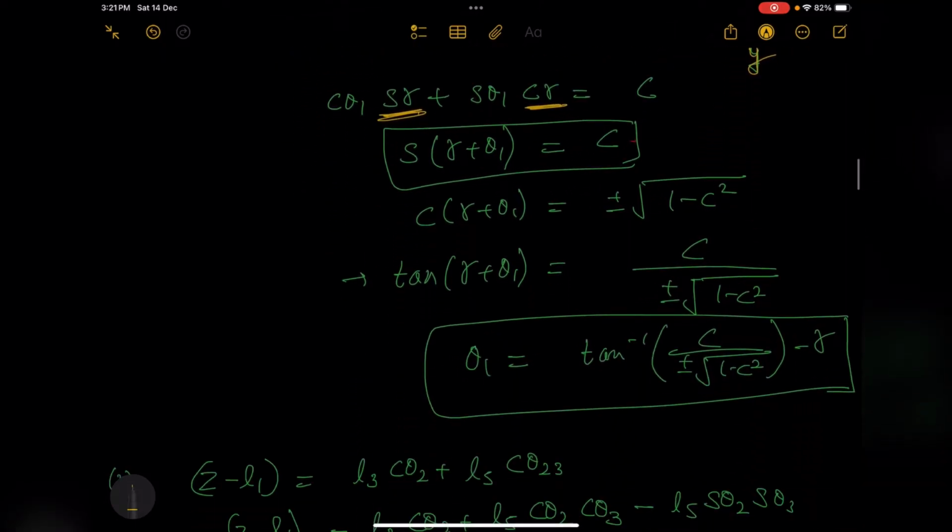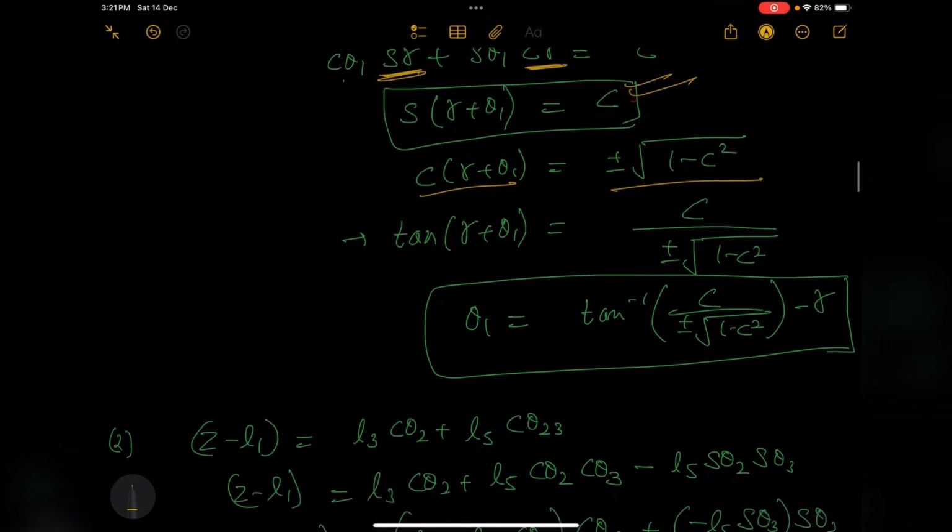From here we know that cos a sin b plus sin a cos b is sin of a plus b, and that is equal to c. So I have got sin of a plus b. Now cos of a plus b will be plus minus the square root of 1 minus c square. So then tan of gamma plus theta 1 will be equal to c upon the square root of plus minus 1 minus c square. So theta 1 will be tan inverse of c upon this, minus gamma.